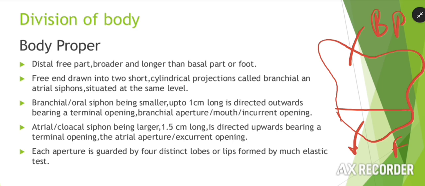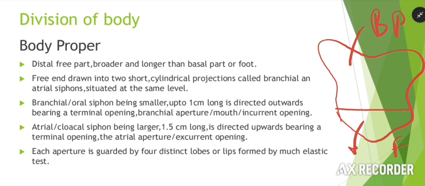This one is the branchial siphon, which is smaller, up to 1 centimeter long, and directed outwards. It bears a terminal opening which is known as the branchial aperture or mouth. This is the incurrent opening. Incurrent opening means, as we will study further, that the water current enters through the branchial siphon and exits through the atrial siphon.